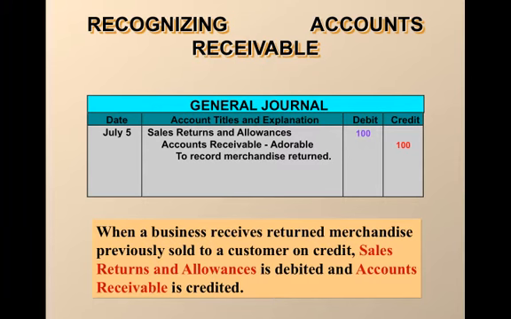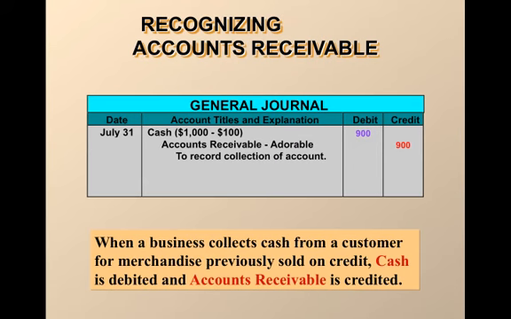Now, when a business receives returned merchandise previously sold to a customer on account, we're going to debit sales returns and allowances, and credit accounts receivable. And we talked about this in chapter 6, I believe. This was the periodic method of inventory, a little bit different from the perpetual.